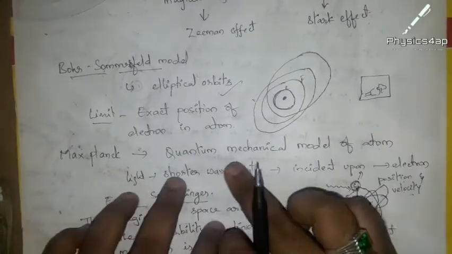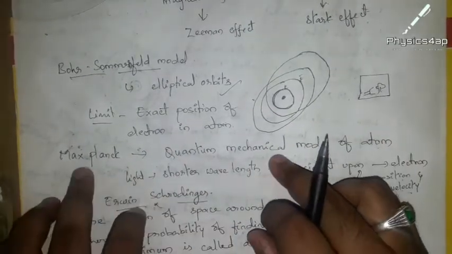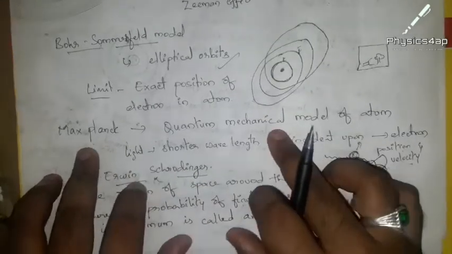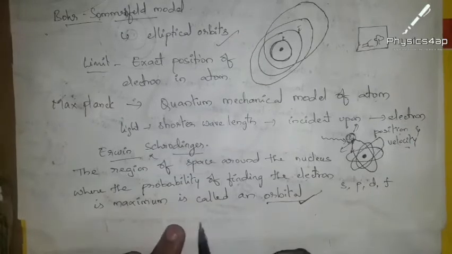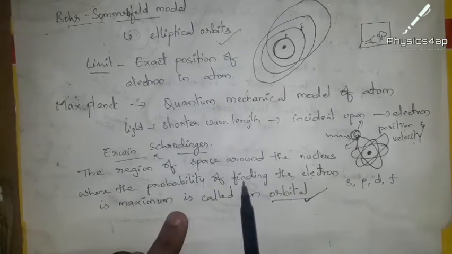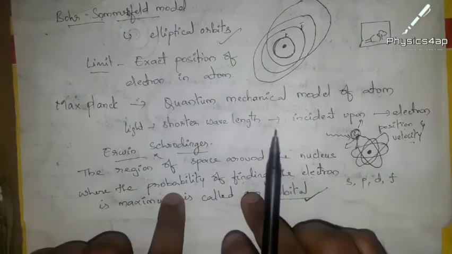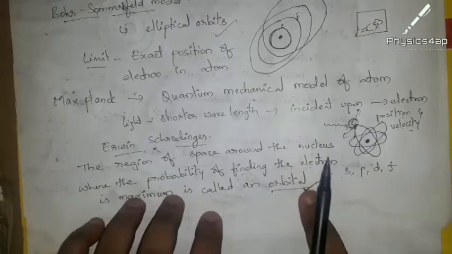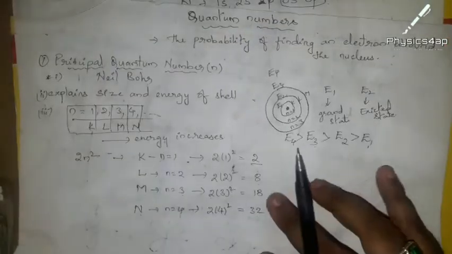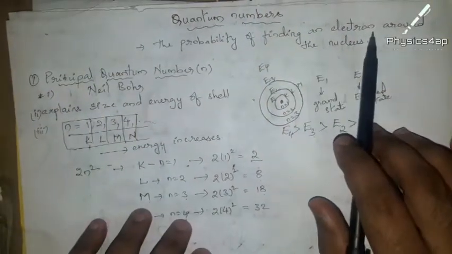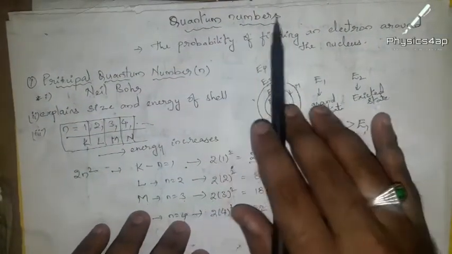That was explained by the quantum mechanical model, which was developed by Max Planck. With the help of Erwin Schrödinger, he named the region where the maximum probability of finding an electron could be found. That region of space is called an orbital, what we call the s, p, d, f orbitals. And next we discussed the quantum numbers, that is, the probability of finding an electron can be described with the help of the quantum numbers.